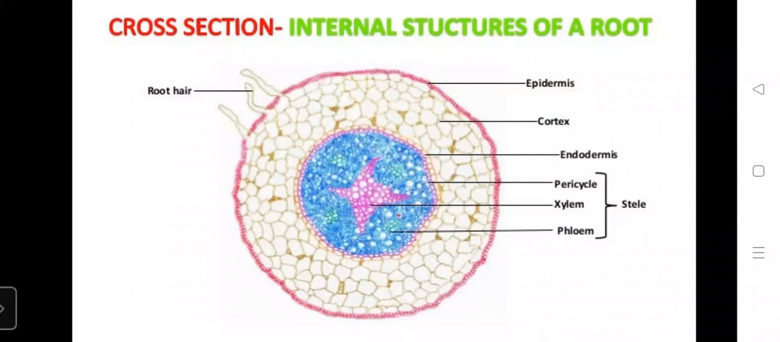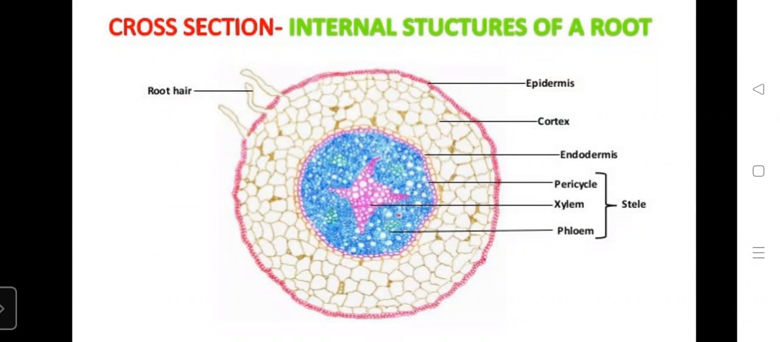Pericycle gives rise to lateral roots. Please remember this, it is very, very important. The pericycle gives rise to lateral roots and a secondary cambium. This is very important for competitive exams. The pith is scanty or altogether absent. That is what we observe in the dicot root anatomy.